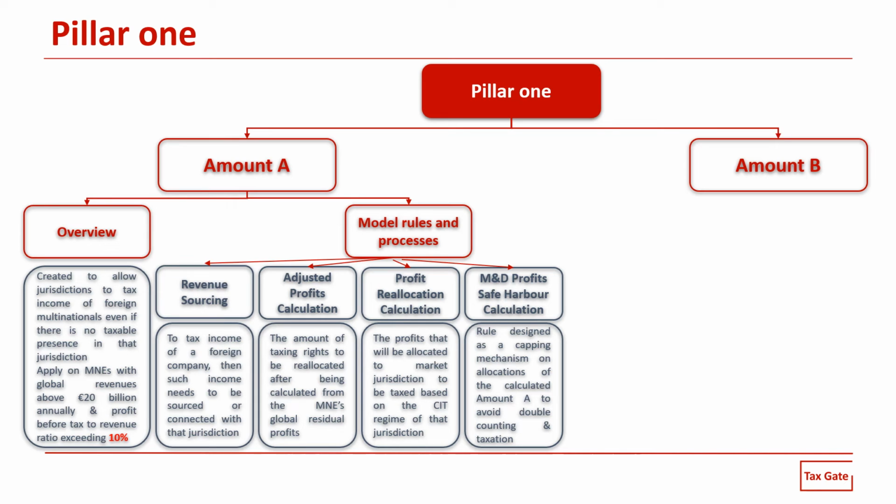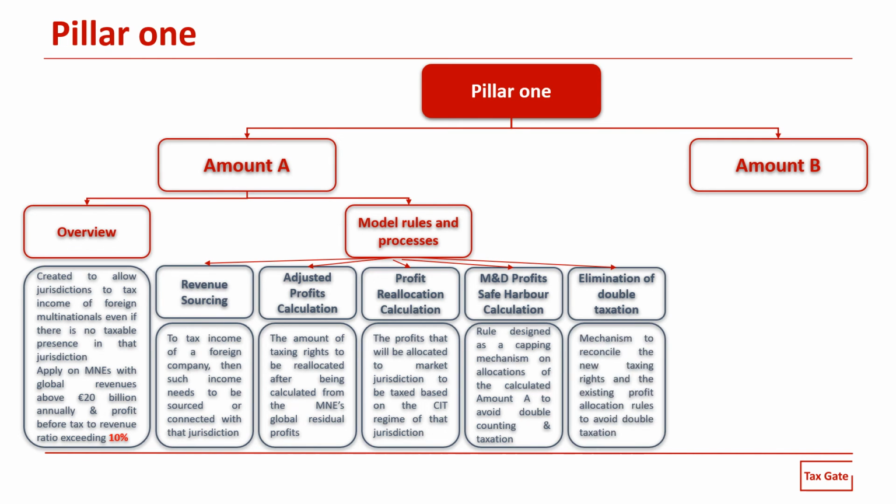Now the last item here is the elimination of double taxation. As Amount A came on top of already existing profit allocation rules, and the profit of a multinational enterprise would already be allocated under the existing profit allocation rules, then a mechanism to reconcile the new taxing rights and the existing profit allocation rules should necessarily be established to avoid double taxation, and that's the job of this rule. Good. With this, now we can move to the next element of Pillar 1, which is Amount B.